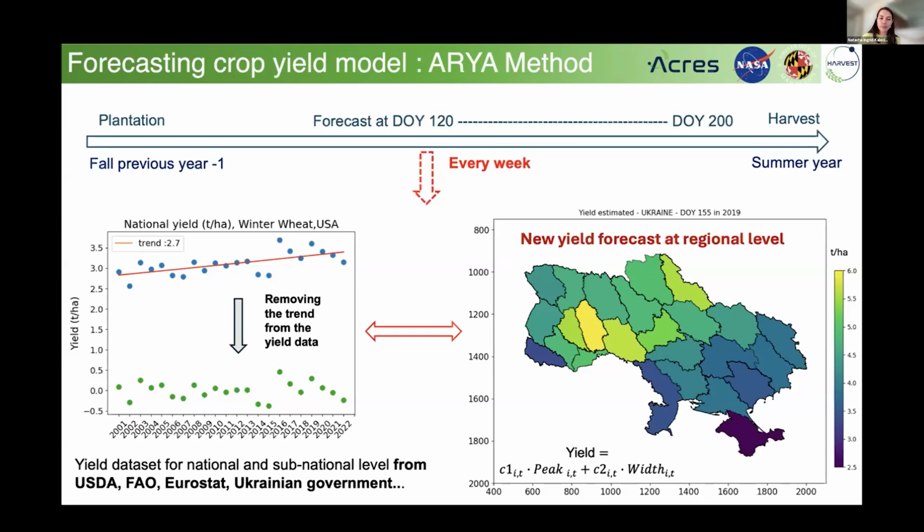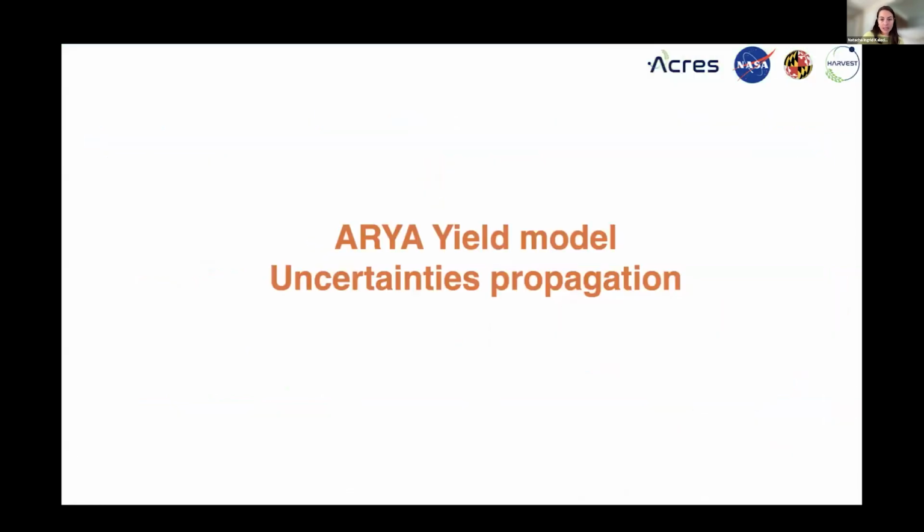So we calibrate the model on the past data and we get the coefficients of the different predictors. In operational mode, we apply these coefficients to the current year. And every week, or every time we have new data, new spectral data or new temperature data coming up, you can get a new yield forecast at regional level, in this case for each oblast.